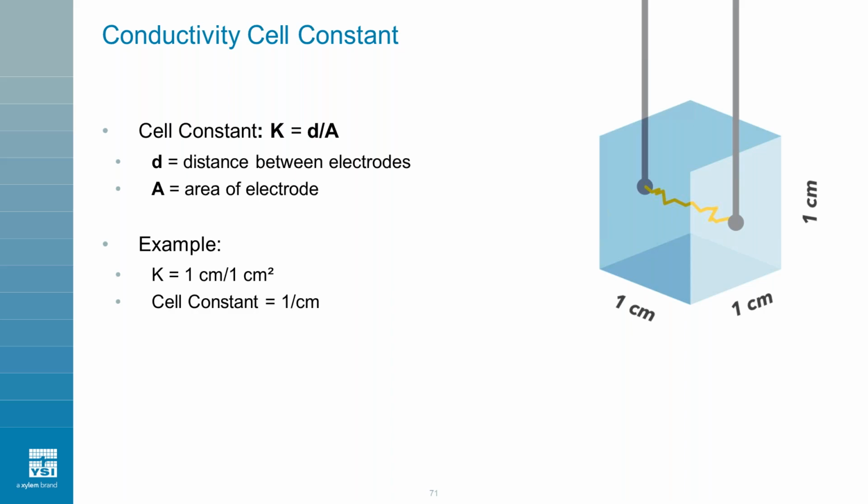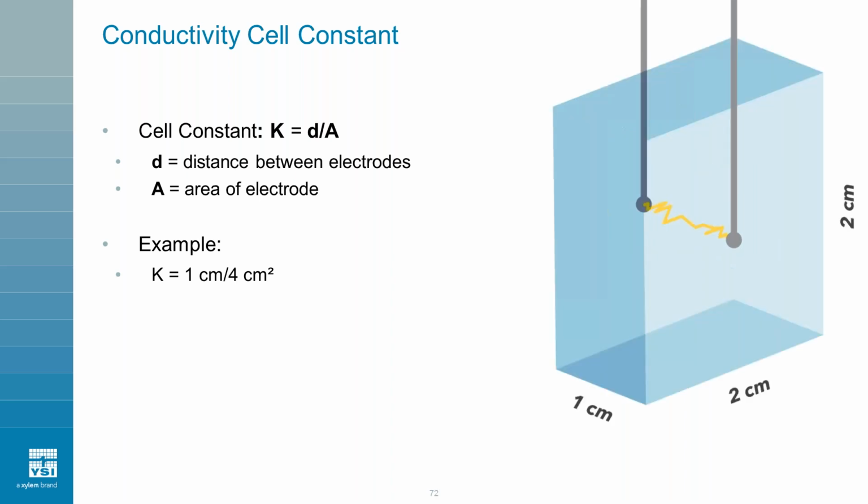This gives us a cell constant of 1 per centimeter. Now, in this example, our conductivity cell is 1 centimeter over 4 centimeters squared. Using the calculation, this gives us a cell constant of 0.25 per centimeter.